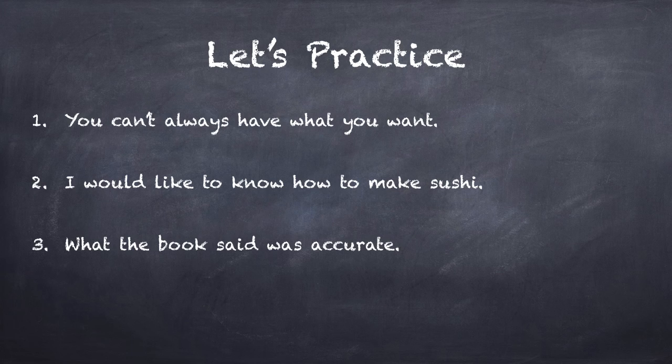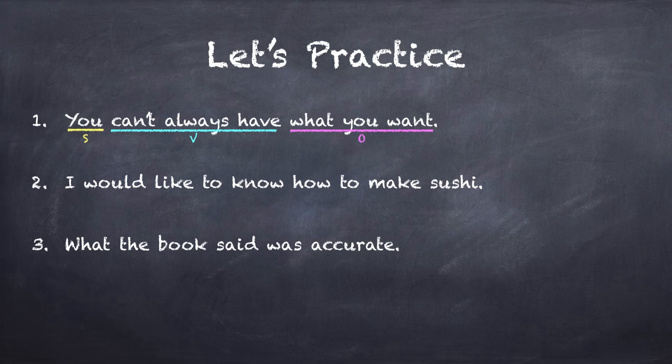Okay, now let's go over the answers. The first sentence is, you can't always have what you want. In this case, you is the subject, can't have is the verb, and what you want is the object. What you want is the dependent clause in this sentence, and it is also the object of the independent clause.